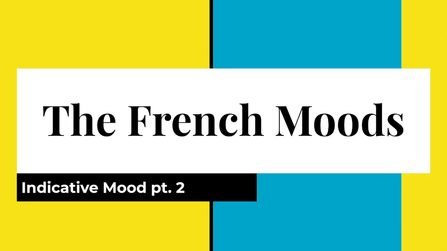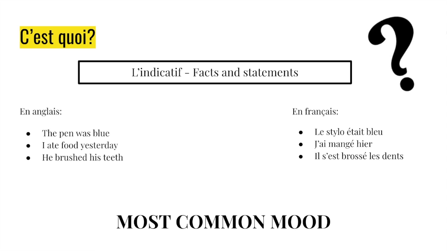This video is part 2 of the indicative mood. So what is l'indicatif, the indicative? The indicative is all about facts and statements. These are sentences such as, the pen was blue, I ate food yesterday, he brushed his teeth. These sentences are very common because the indicative is the most common mood.